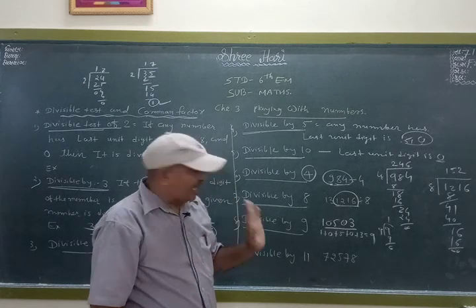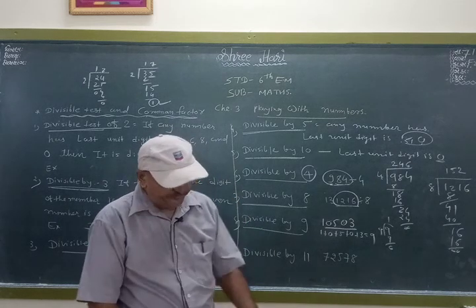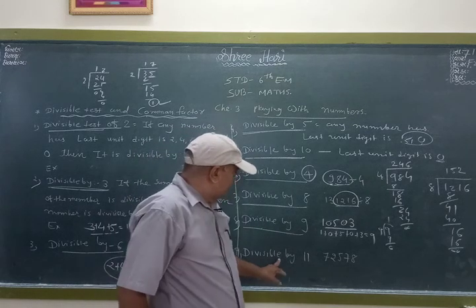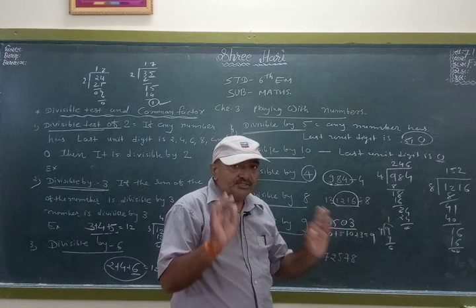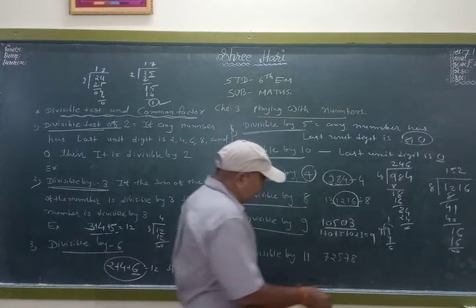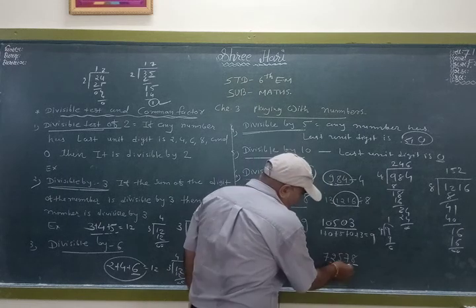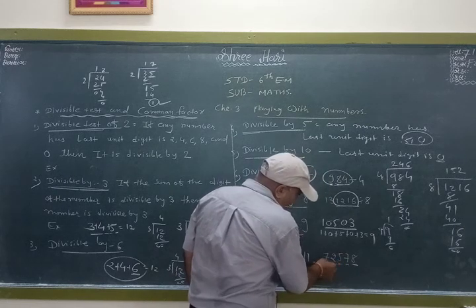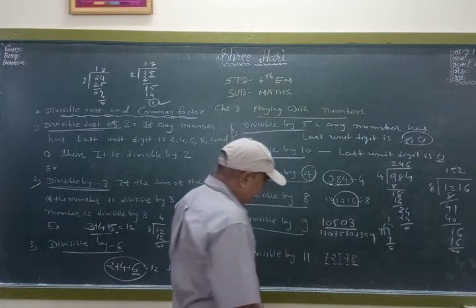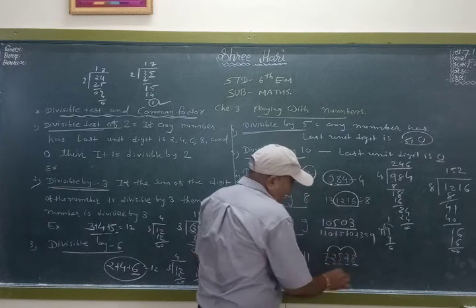Now the last divisibility test is of 11. Friends, the divisibility test of 11 is somewhat different. Look here. This is the 1st place, 2nd place, 3rd place and 4th place. So take odd and even places one by one.